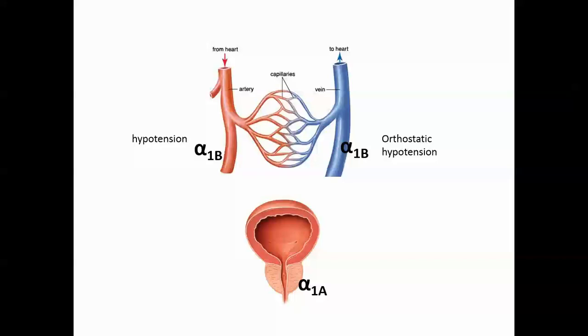And شنو السايد effects اللي راح تصير عندنا؟ راح يصير عندنا orthostatic hypotension in those patients، لأنه طبعا إذا يصير block to the alpha-1 receptors in the veins راح يصير عندنا orthostatic hypotension، and we will have also hypotension due to the blockage of alpha-1 in the arterioles.